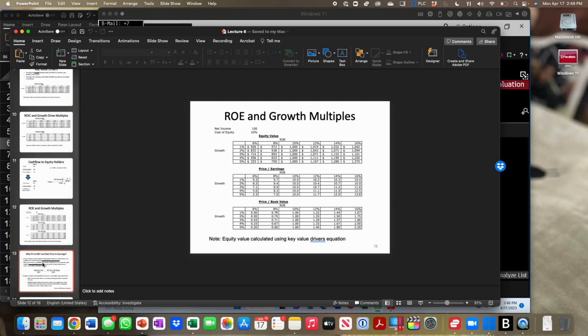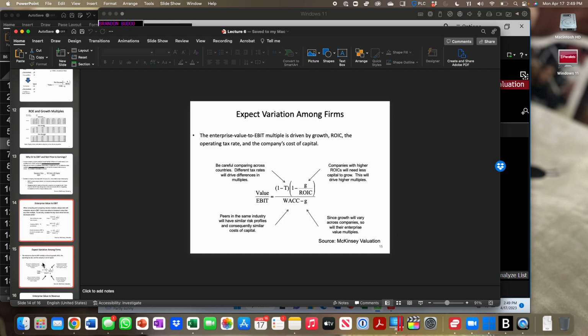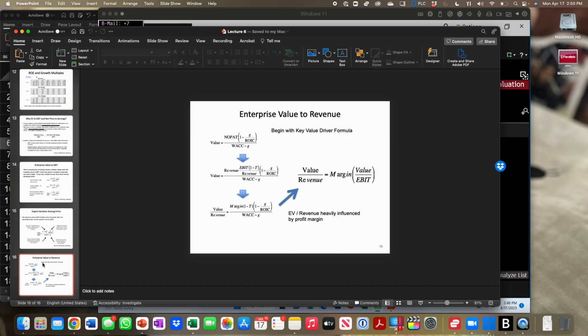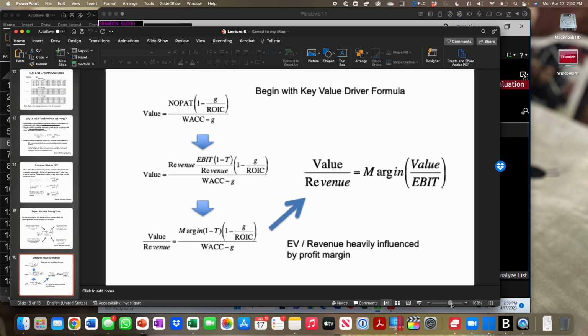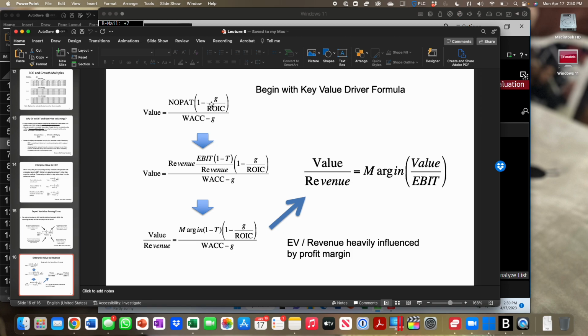So just very quickly, the third multiple is enterprise value to sales. I showed this to you a few weeks ago when we were building our DCF model. But basically, this is the key value driver equation. This is how you rearrange it to get the enterprise value to revenue multiple. Enterprise value to revenue divided by enterprise value to EBIT is our long-term margin. But the whole point is, EV to revenue multiples, EV to sales multiples, are primarily driven by margin.